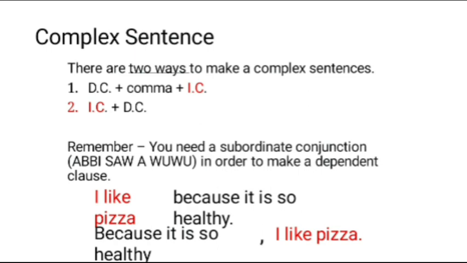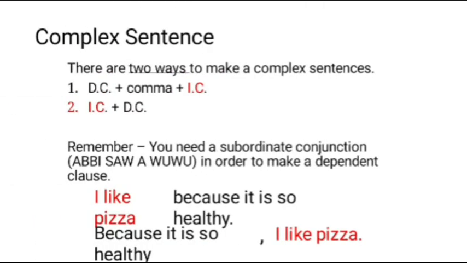Next, remember, you need a subordinating conjunction in order to make a dependent clause. Keep it in mind, you need a subordinating conjunction to make a complex sentence. I like because it is so. Pizza is healthy because it is so. I like pizza healthy. With these things you make sentences. So here ends the entire part.